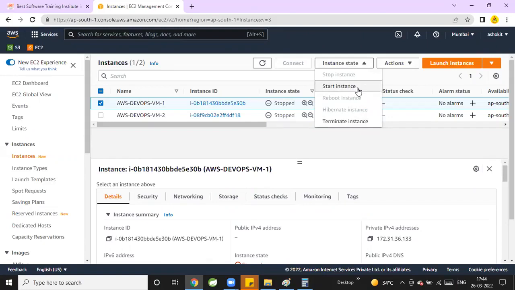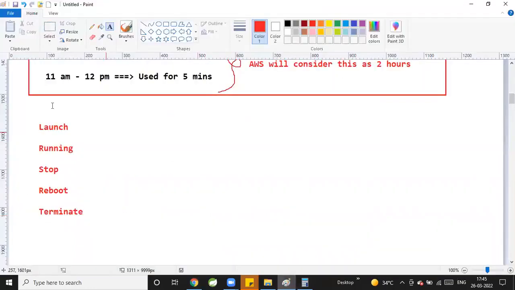What is the meaning of start instance? Run it. If you run that instance, that means it is under usage, then the bill time is going to be calculated. If you want to delete the instance, then you can completely terminate it. Terminate means removing the instance.